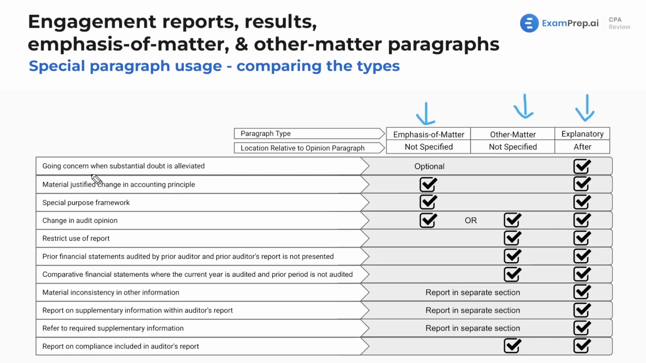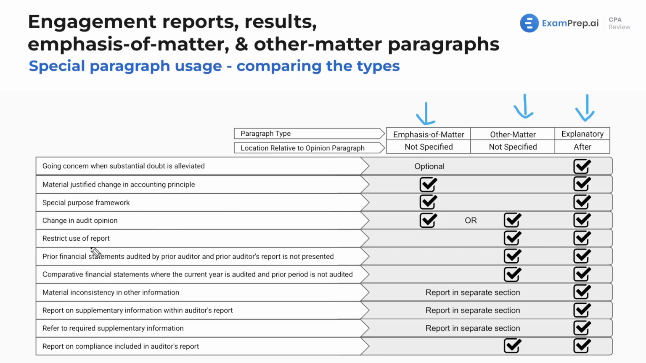Now, when going concern is alleviated, the substantial doubt about that going concern is alleviated, you're going to have an option for an optional emphasis of matter paragraph, and you're going to need to have that explanatory paragraph. I'm not going to say that you need an explanatory paragraph every time. I'm just going to insinuate that now you're familiar. If there's a material justified change in accounting principle, you want to have an emphasis of matter paragraph to discuss that. Special purpose framework, if you're using cash basis, you want an emphasis of matter paragraph. If there's a change in audit opinion, if you originally had, let's say, a clean opinion, you change to modified or vice versa, you are going to either have an emphasis of matter paragraph or an other matter paragraph.